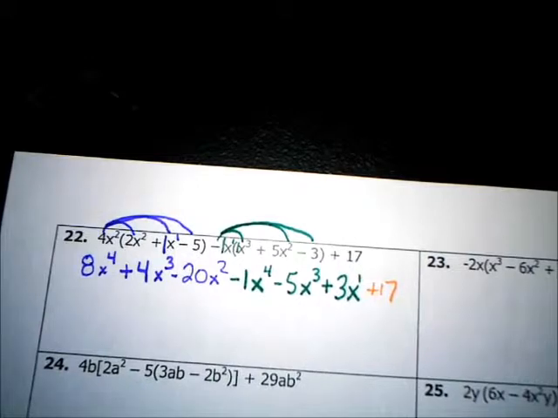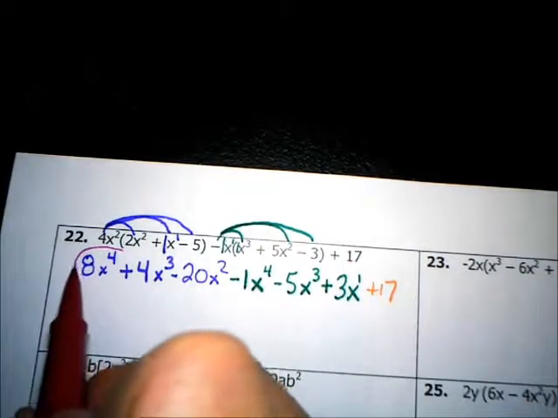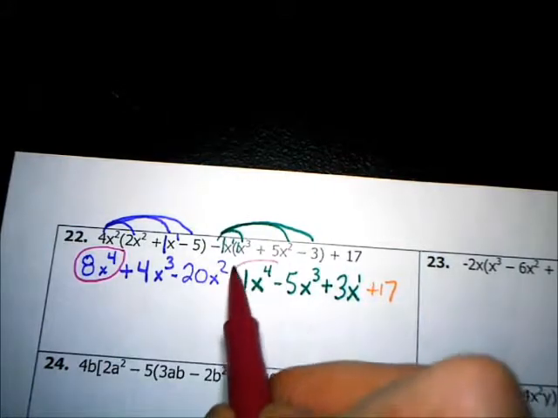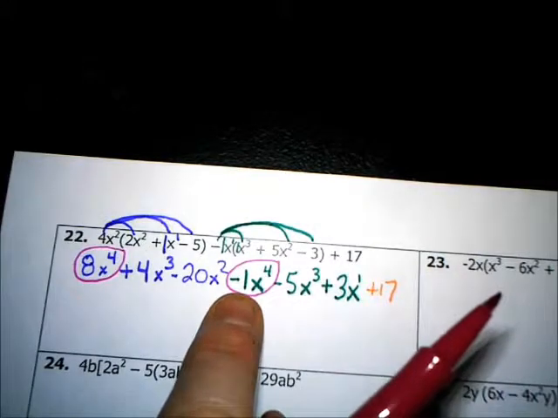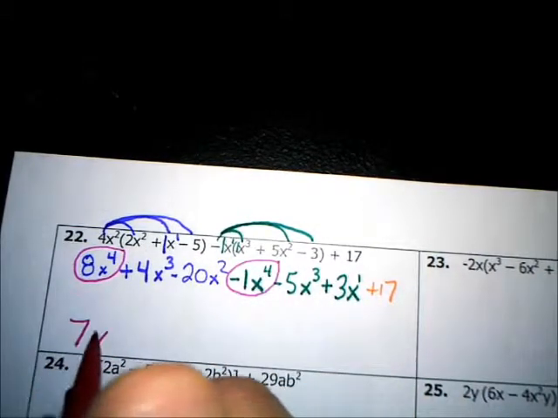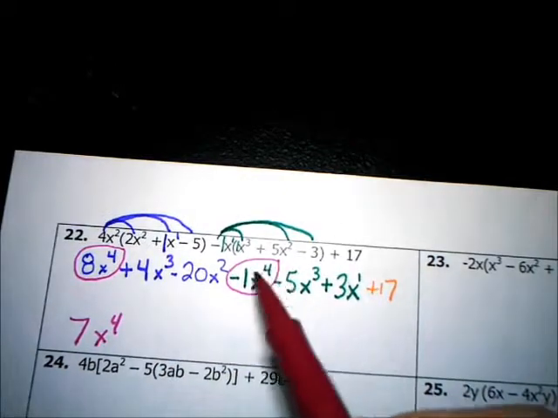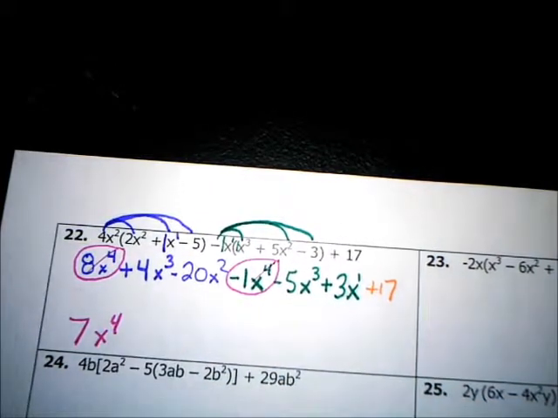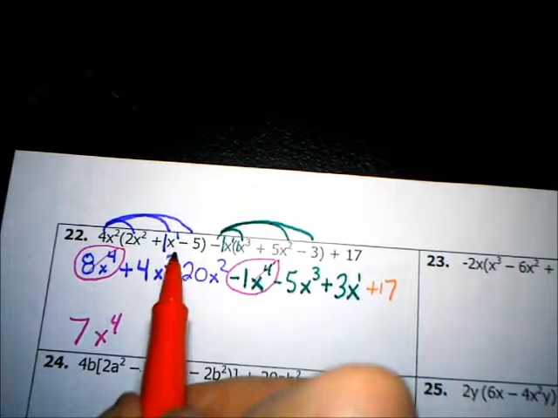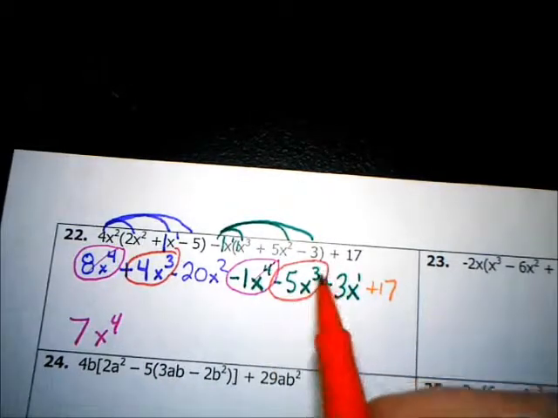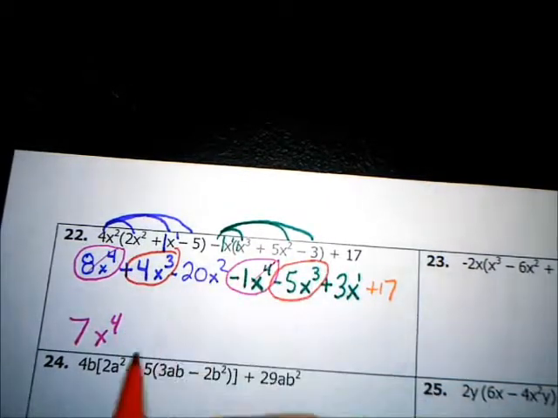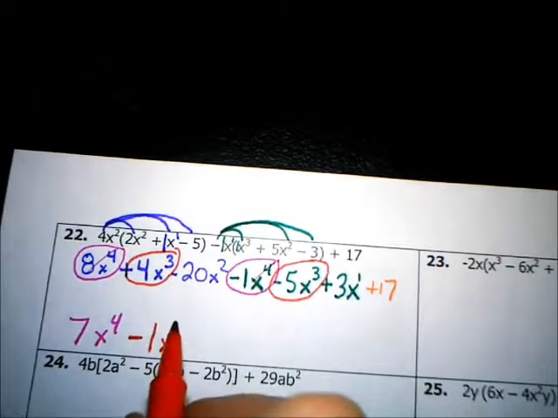Okay, now if I go through it, let's see the highest exponents. Here I have x to the 4th, and here's another x to the 4th. So if I look at it, 8 minus 1 is now 7x to the 4th. Alright, those are gone. X to the 3rds. If I look at those guys, I see a 4x to the 3rd and also a negative 5x to the 3rd. So 4 minus 5 is a negative 1x to the 3rd.